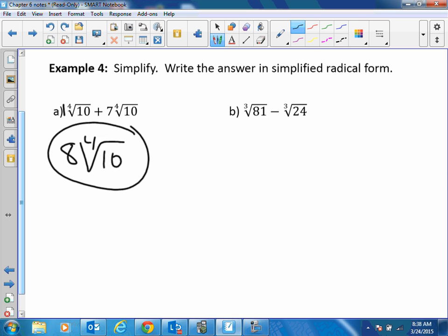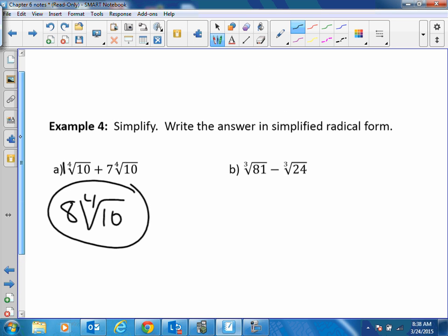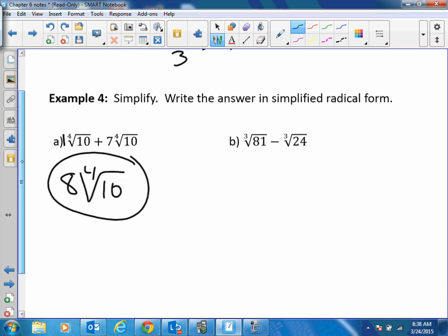Now we have the cube root of 81 minus the cube root of 24. Now 81 is not a perfect cube, but what goes into 81 that is a perfect cube? Well, 3 cubed is 27, so we can break it down into the cube root of 27 times 3, which equals 81. And the cube root of 27 is 3, so we can write it as 3 cube root of 3.